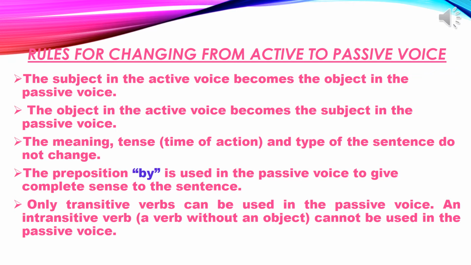Only transitive verbs can be used in the passive voice. An intransitive verb cannot be used in the passive voice. You know the difference between transitive verbs and intransitive verbs. Transitive verbs need an object to convey their meaning, whereas intransitive verbs never need an object to complete the meaning. So remember, only transitive verbs can be used in the passive voice because we need an object. That object is coming as a subject in passive voice. An intransitive verb, that means a verb without an object, cannot be used in the passive voice.